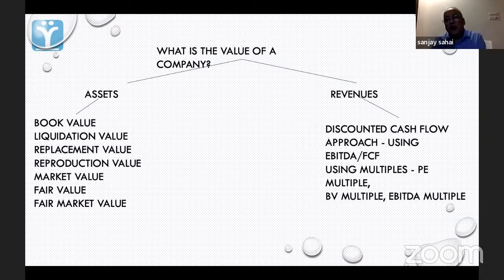Other ways of doing this is to compare the company's different multiples, different ratios, like let's say the PE multiple, the price earning multiple of the company, with that of similar companies, and then try to understand whether this company is properly valued by the market, is it overvalued by the market, or is it undervalued by the market. So we can look at it in different ways.